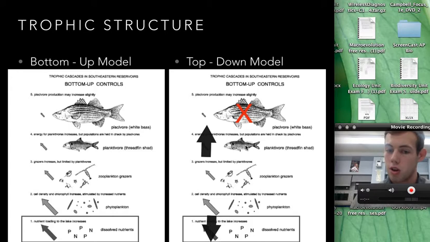Now, if there's an increase in shad, there's going to be no control over these guys, and they will have an increase in population, and their increase in population is going to cause a decrease in the amount of zooplankton and phytoplankton and all these things, and eventually you're going to lead to a decrease in the nutrients here. Okay? Because there is no control at the top, you're seeing all the ramifications of that, all the effects, all throughout the lower levels. Okay? So that's it for trophic structure. Next, we're going to be talking about succession and disturbance and how that affects an ecosystem.